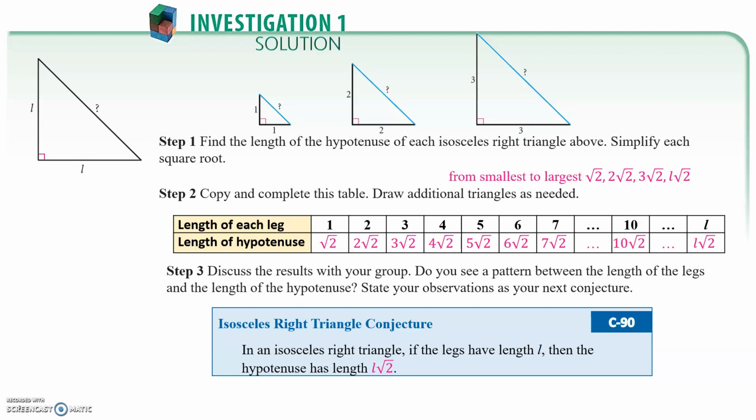So let's look at what you get. So here's what we found out. If the length of a leg is 1, the hypotenuse is 1 square root of 2. When the length is 2, it's 2 square root of 2, and when it's 3, it's 3 square root of 2. Guess what? When the legs are each 4, the hypotenuse is 4 square root of 2. When the legs are each 5, it's 5 square root of 2. This is getting boring. When it's L, it's L square root of 2. So in an isosceles right triangle, if the legs have length L, then the hypotenuse has length L square root of 2.